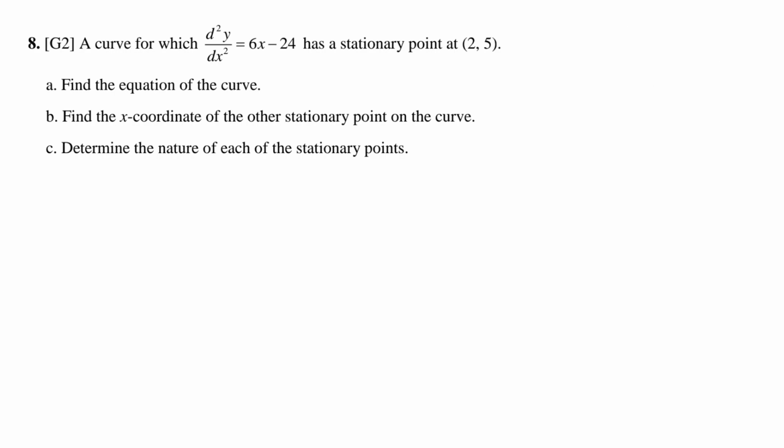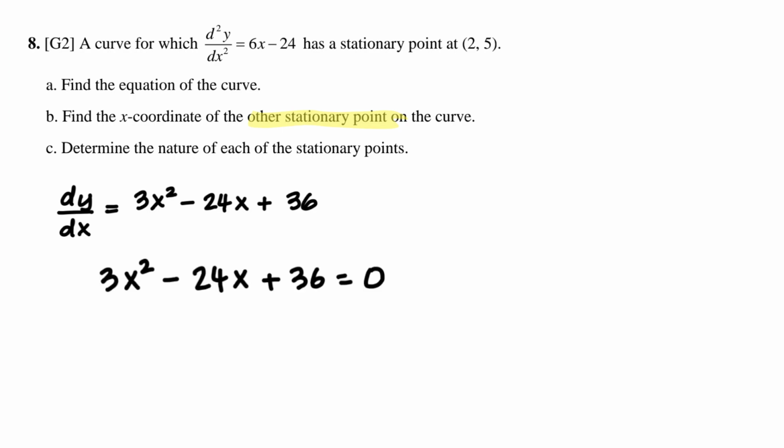Now for part B, the question is asking for the other stationary point. So how can we find that? Remember, stationary points happen where the first derivative equals 0. We already have dy over dx equals 3x squared minus 24x plus 36. To find the stationary points, we set this function to 0. So 3x squared minus 24x plus 36 equals 0.